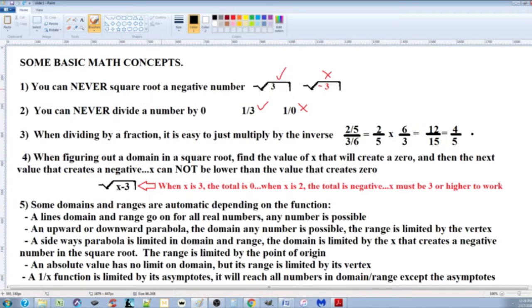So when you create a negative number in the square root, you're breaking the fundamental rules of math. Another fundamental rule of math is you can never divide a fraction or a number by 0. So 0 can never be in the denominator. So yeah, 1 over 3 is fine. 1 over 0.00001 is even fine, because that's still a number. But as soon as you have just 1 over 0, you cannot divide it. It is breaking the rules of math. So you can never have a 0 at the bottom of a fraction. This will also play a role in the domain of some of the functions.